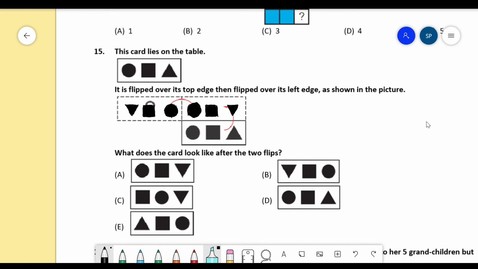So when you do flip it, what would happen is the triangle on the right would go to the left. The square in the middle would stay in the middle, of course, and the circle, which is on the left, would move to the right. And if we look at that, only B matches that. So the answer is B.